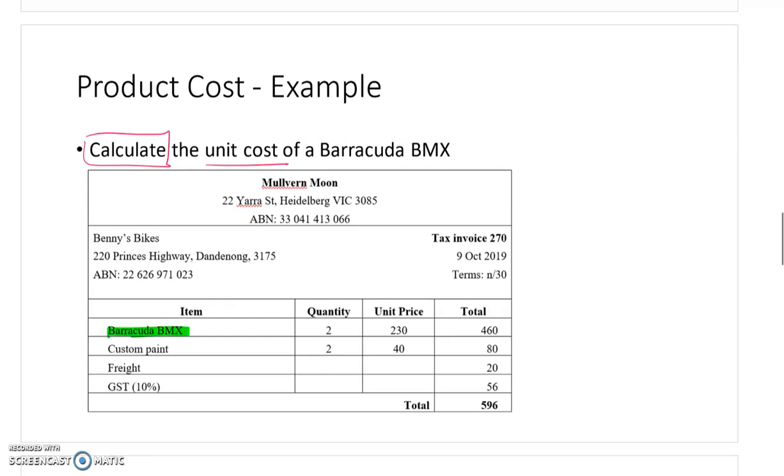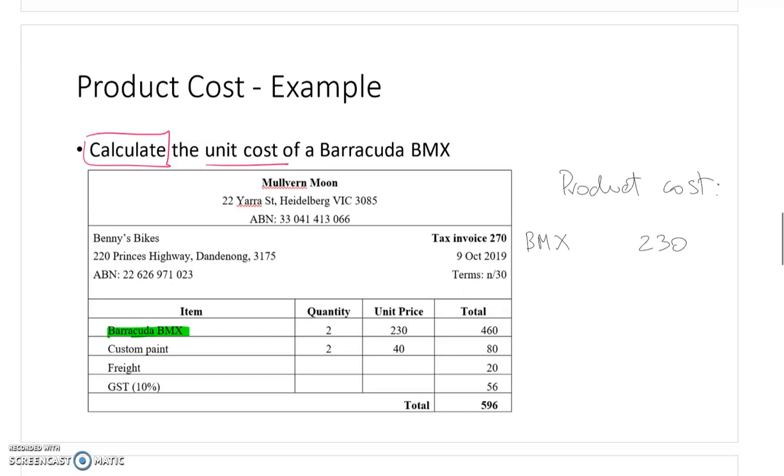One Barracuda BMX, the actual bike itself, has a cost of $230. So if we talk about that, we look at the product cost. So we're going to have the actual BMX itself. One BMX costs $230.